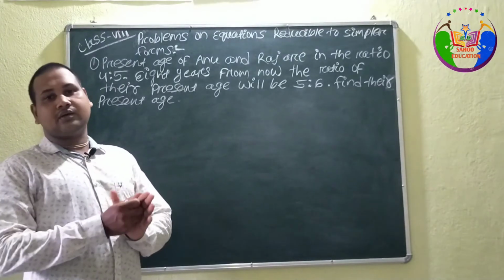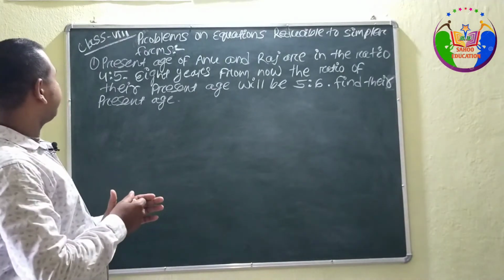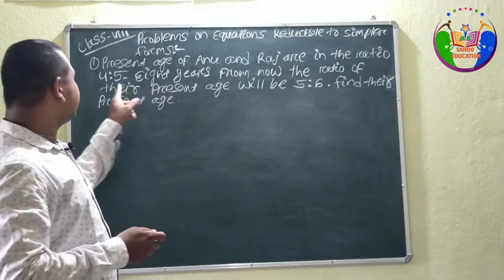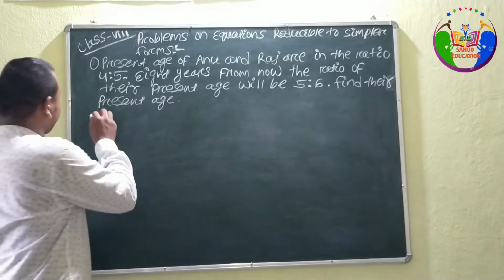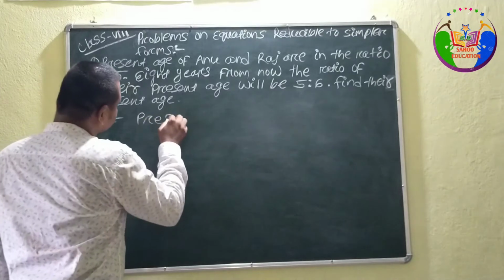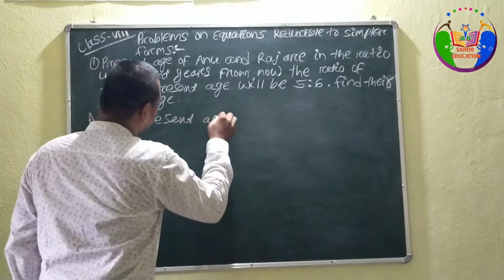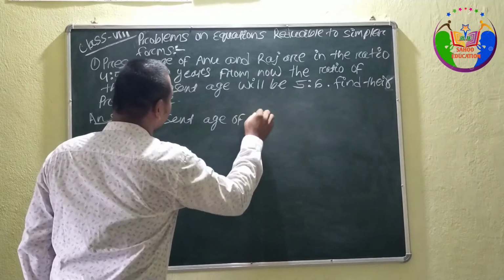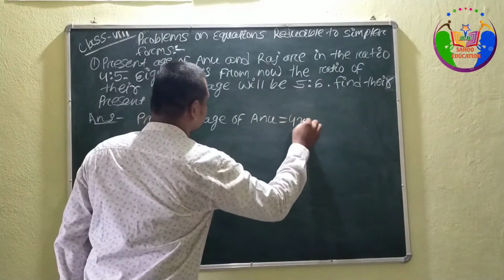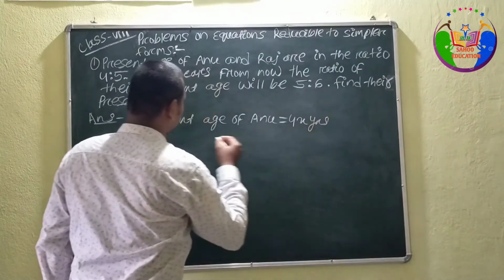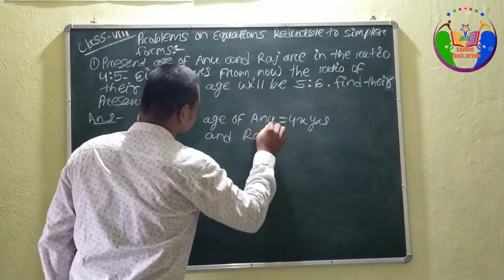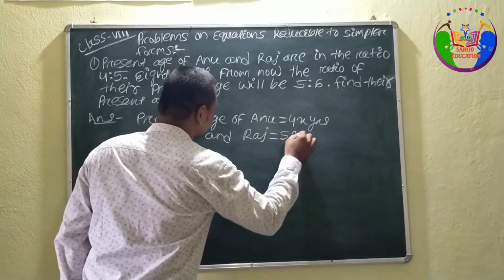So here we'll take, let the present age of Anu be 4x and Raj be 5x. Now write the present age of Anu is equal to 4x years and Raj equal to 5x years.